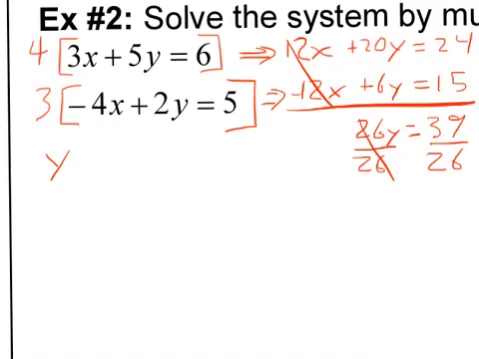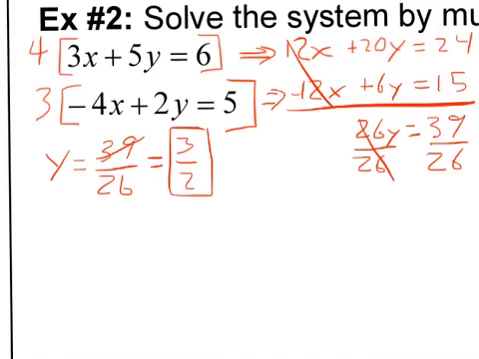If I wanted to, I could take y. Let's put it over here. 39 over 26. I can actually take a 13 out of both of these numbers. So 39 divided by 13 is 3, and 26 divided by 13 is 2. So there's my answer, 3 halves, or you could say 1.5. It's the same thing. So there's my y. Y equals 3 halves.